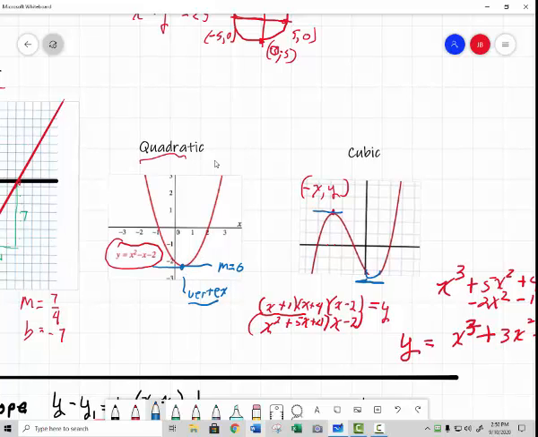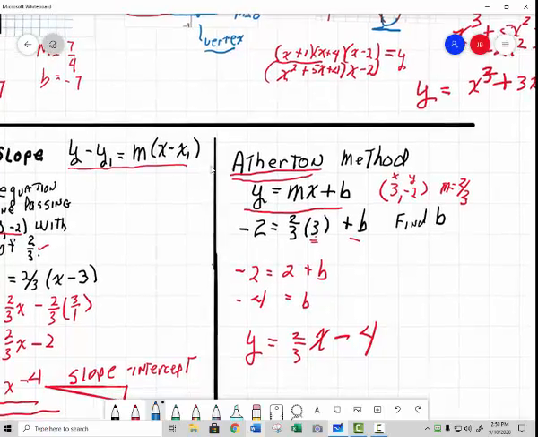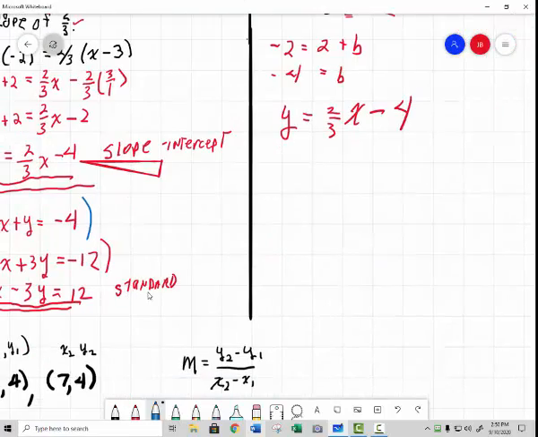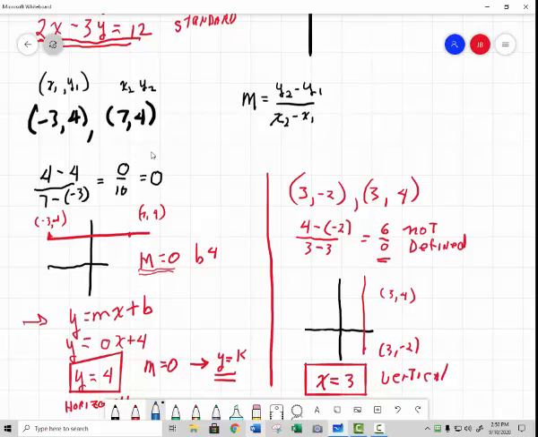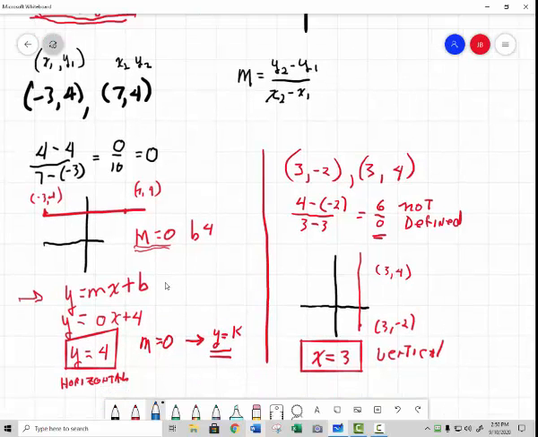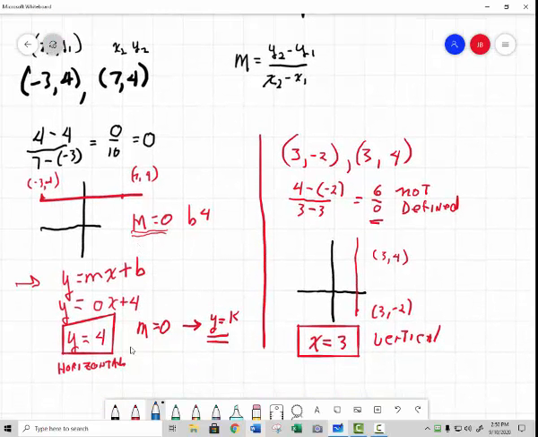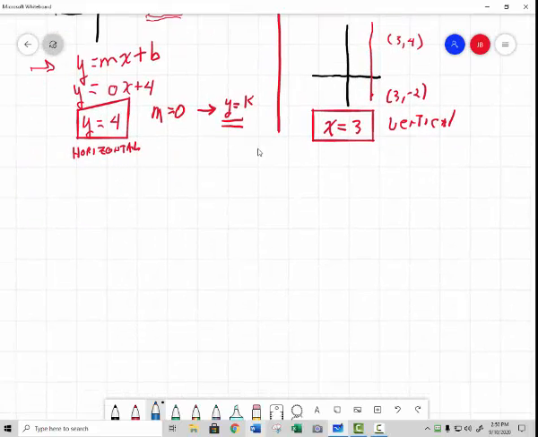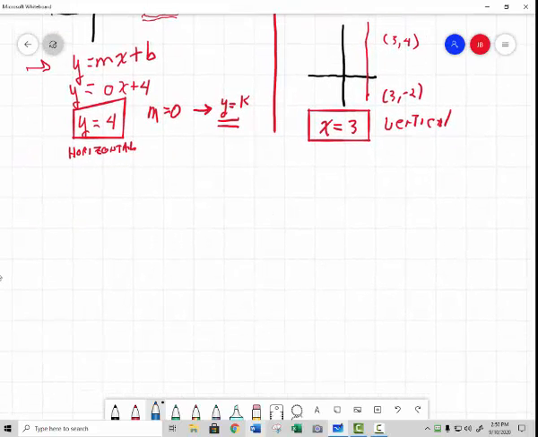What I'd like for you to do, though, is simply just remember, if you will, that if you have 0 slope, it's going to be y equals something. If you have no slope, or if it's a vertical line, it's going to be x equals something. That's about all we can do with that.